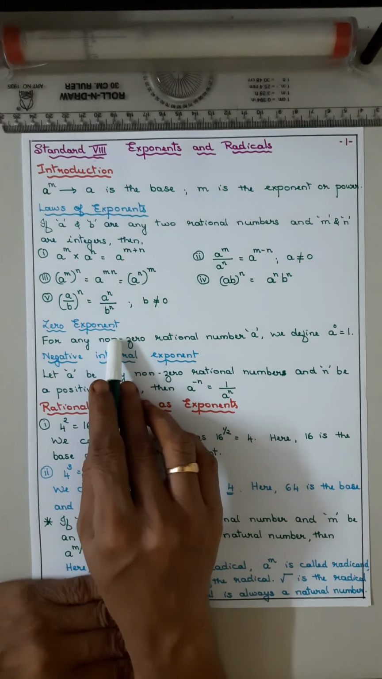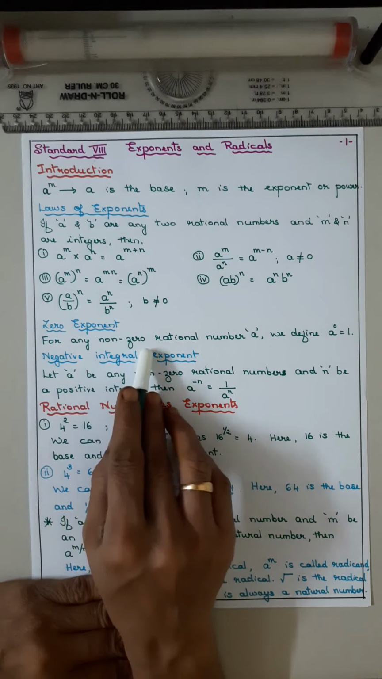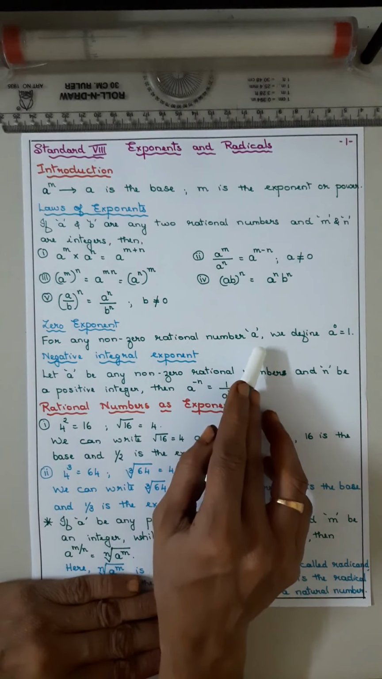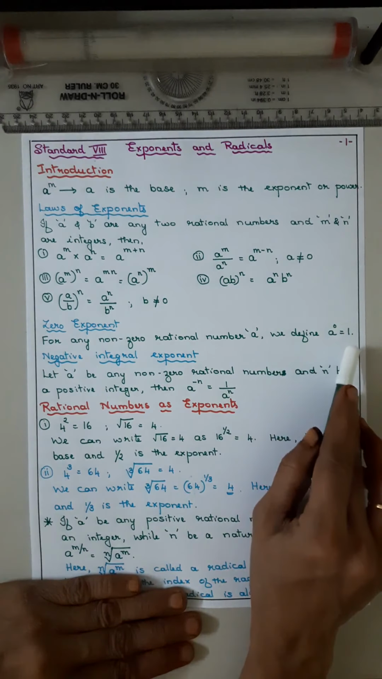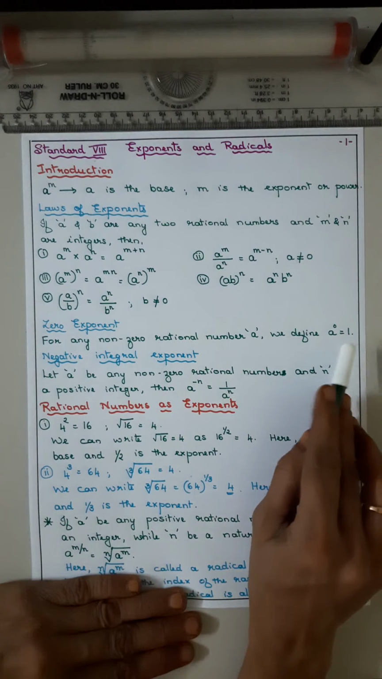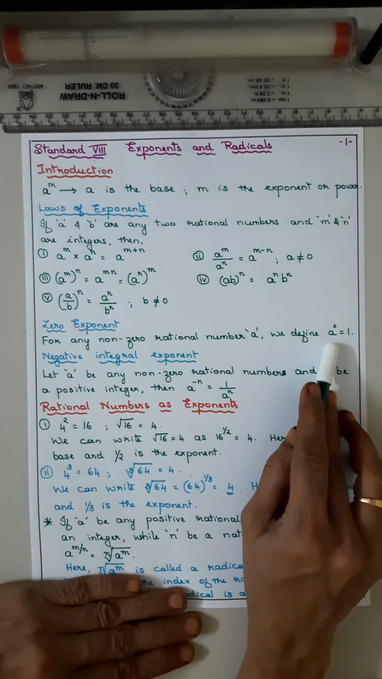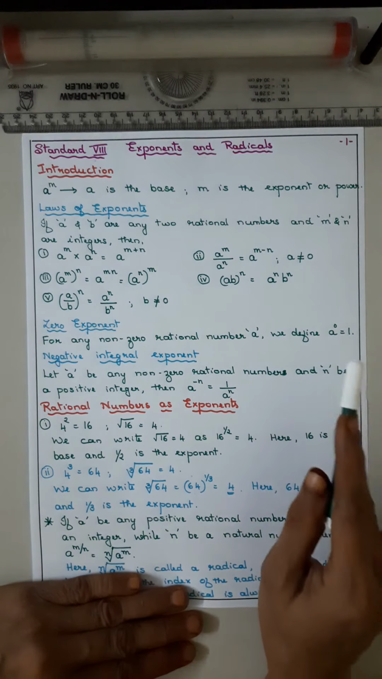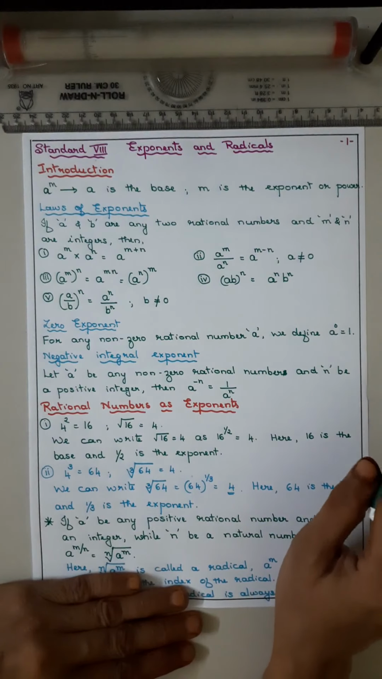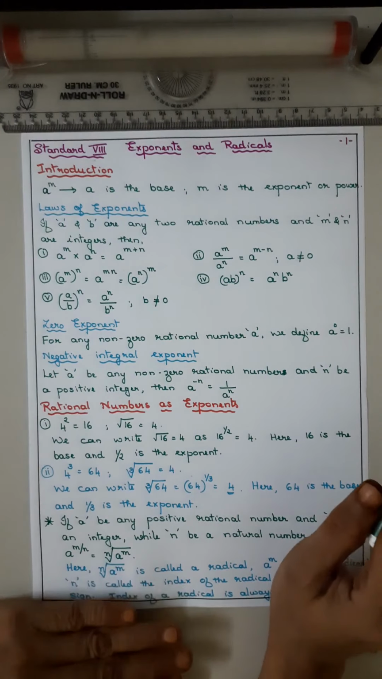Zero exponent. What is zero exponent? The power is 0. Then what will we do? For any non-zero rational number a, we define a to the power 0 is equal to 1. The base a should not be 0. So a to the power 0 is equal to 1. Any number raised to the power 0 is equal to 1.